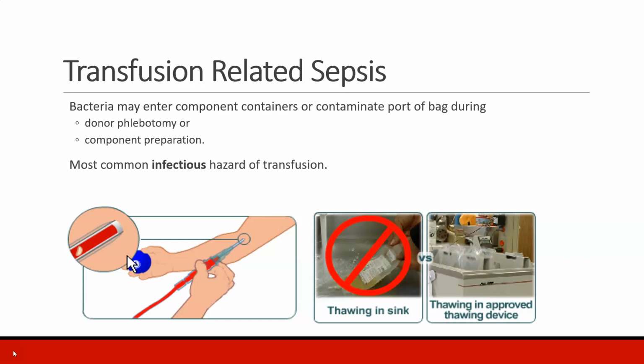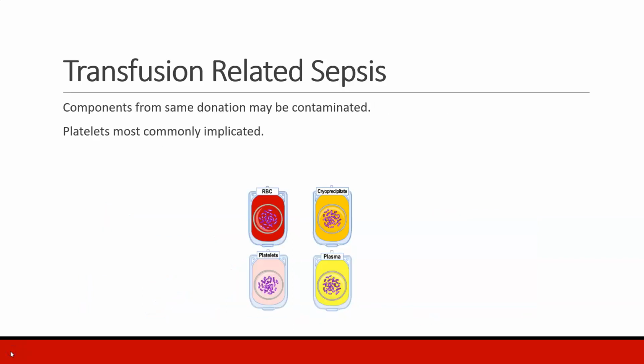On the right-hand side, you see what is a thawing device that's approved. And what we do is we put the plasma or the cryoprecipitate into a bag, and then we insert it into a slot into the thawing apparatus. And it's at 37 degrees centigrade, and it will agitate, which will allow the plasma to thaw in about 30 minutes.